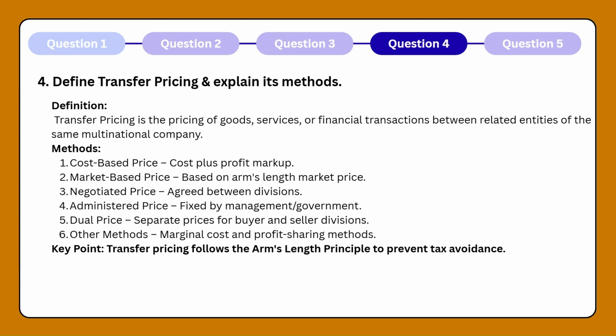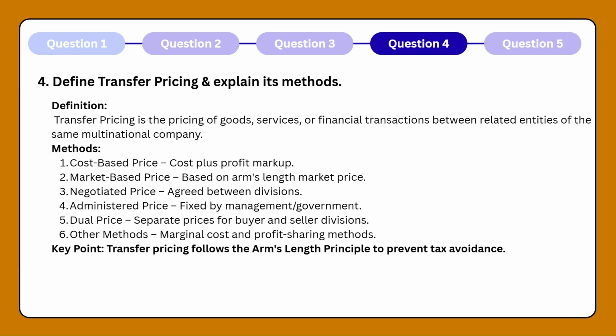4. Define transfer pricing and explain its methods. Transfer pricing refers to pricing of goods, services or financial transactions between related units of the same multinational company across countries for proper profit allocation and fair taxation.